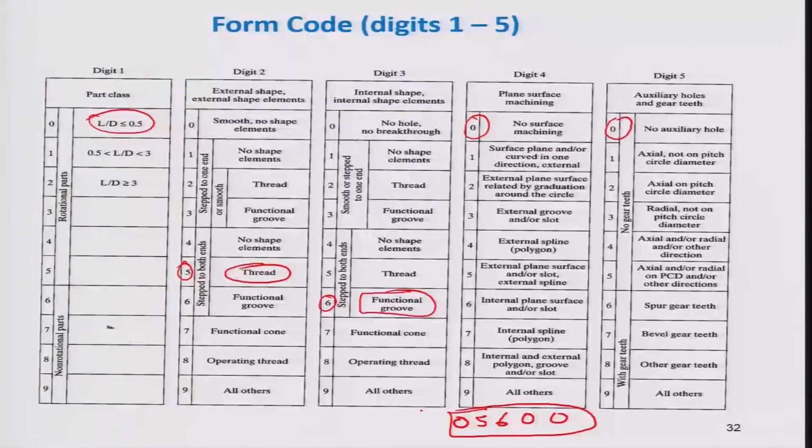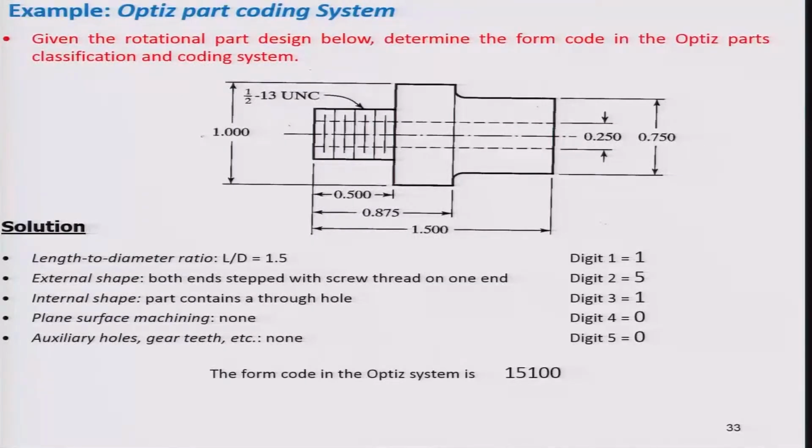This is the Opti system. So this 0 signifies the L by D ratio is less than 0.5, 5 signifies that it is a threaded screw, and 6 means a functional group is required, and no further machining is required, and no auxiliary hole is there. Okay, so this is the form code, a 5 digit form code. You can see here one example for that. This is a rotational part design below. Determine the form code in Opti's part classification and coding system.